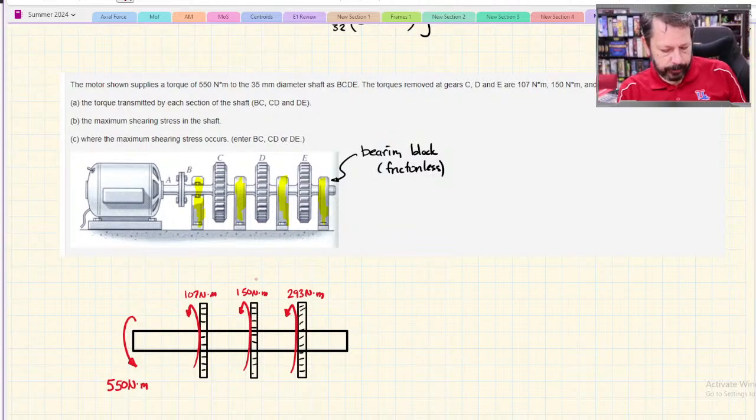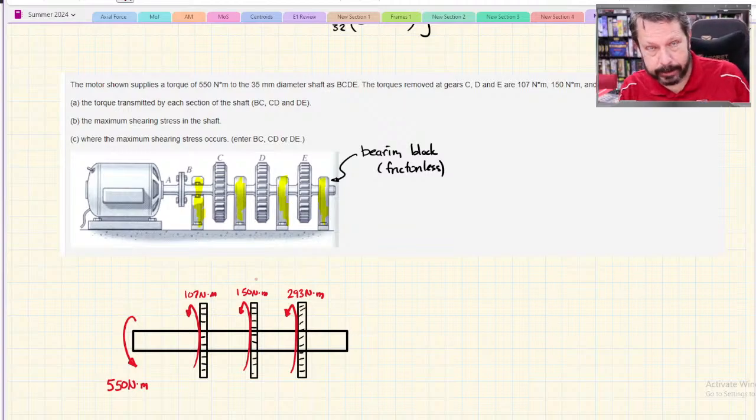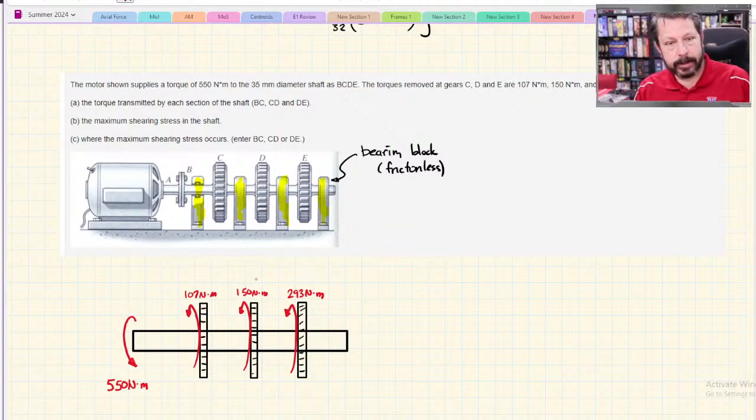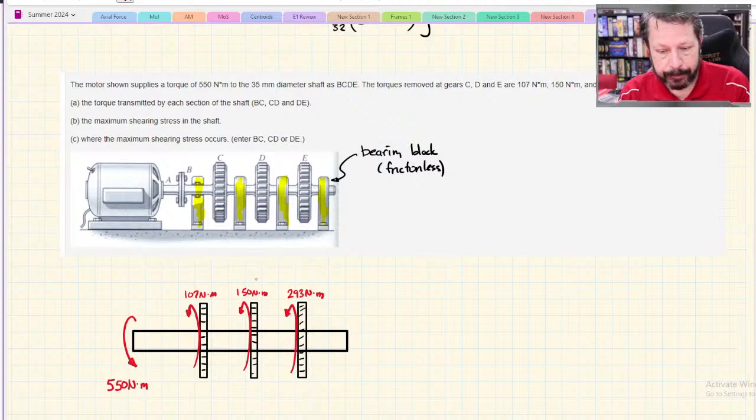So I've got 550 going one direction, in to the shaft. And then I have 107 leaving, I have 150 leaving, and I have 293 leaving. And if you add all those numbers, they add to 0. 550 minus 107 minus 150 minus 293 is 0. And that's the way that these problems are going to work for us as far as the torque balance.